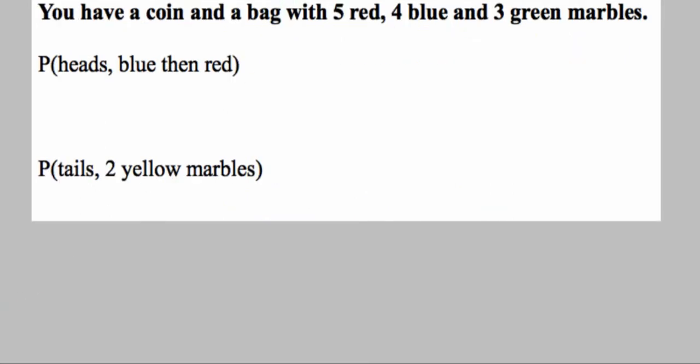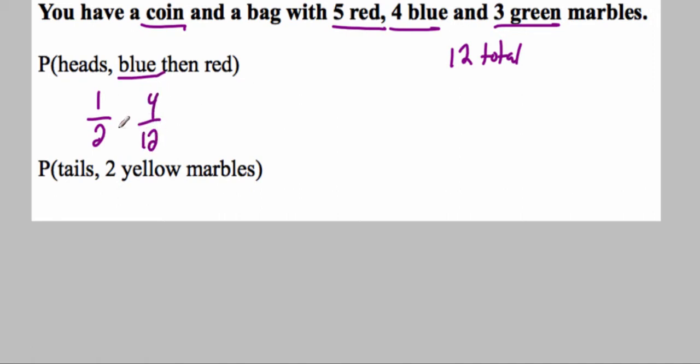So let's see just a couple more. So you have a coin and a bag with 5 red, 4 blue, and 3 green marbles. So that gives us 12 total marbles. So these problems are going to be a combination of both independent and dependent. Because the first thing I'm going to do is flip a coin. So the probability of getting heads is 1 out of 2. Flipping a coin has nothing to do with what I'm going to draw out of the bag. So it's not going to affect drawing a blue. There's 4 blue out of 12.